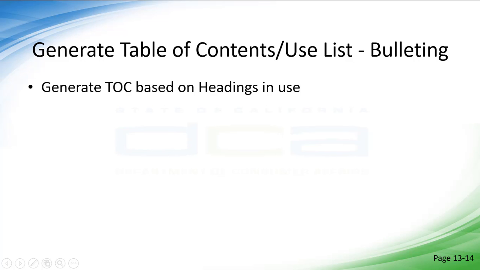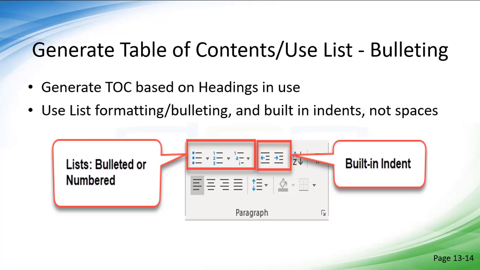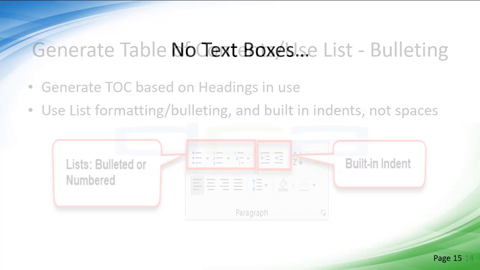using those headings that are in use in our document. If there are any changes to the document and those headers are used properly, we'll be able to update our table of contents very quickly and easily as well, instead of doing it by hand. We also want to make sure that we're using the list formatting, the bulleting, and the built-in indent features that are built into Microsoft Word, not just using our space bar or inserting a symbol and putting spaces in between. Things will never line up properly.